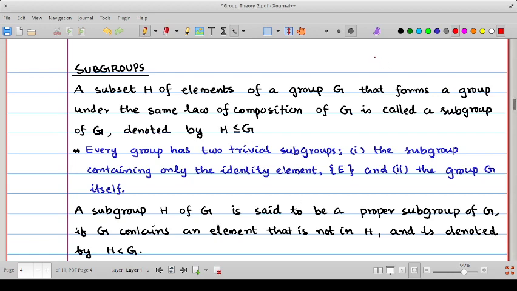Obviously, G is a subgroup of the group itself, and also the group containing only the identity element of G forms a group because there is only one element. So identity is there, the inverse of identity is E, and therefore it forms a group. So there are two trivial subgroups for any group, that is the subgroup containing only the identity element and the group G itself.